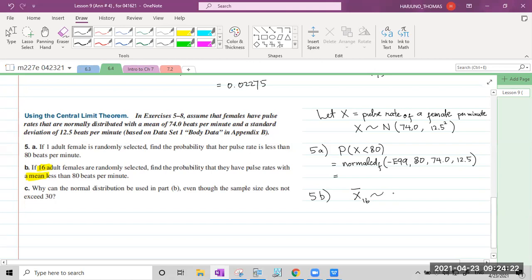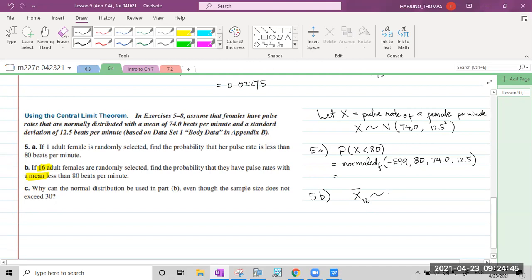I keep on saying adult females because I have a daughter. She is only 15 months right now, but her pulse rate is actually definitely much higher than 74 per minute. It turns out that babies and toddlers have much higher heart rates. You know, their hearts actually beat faster.